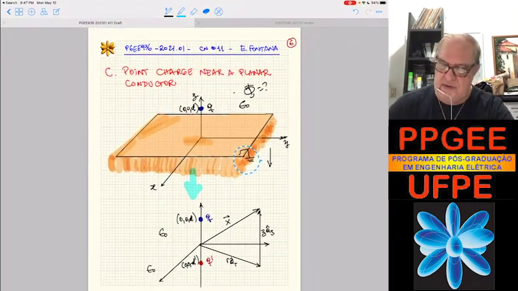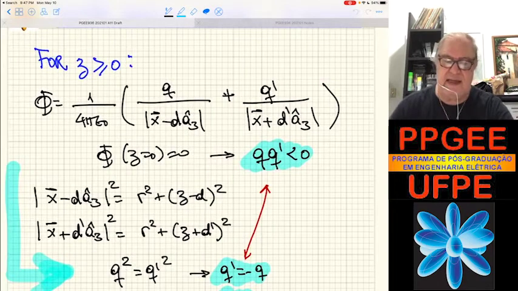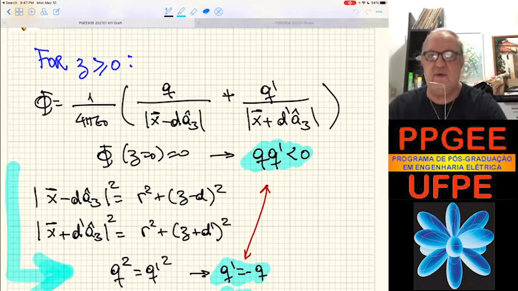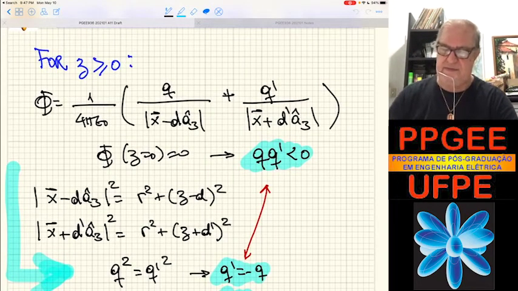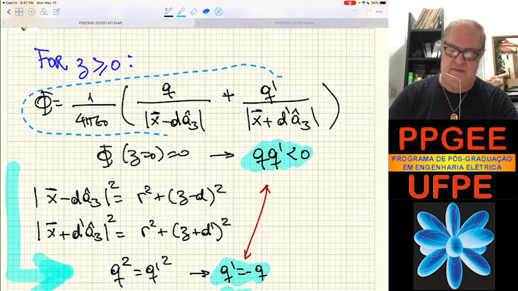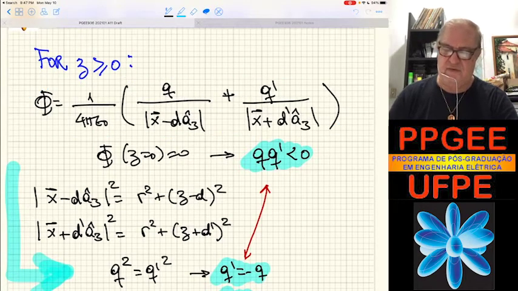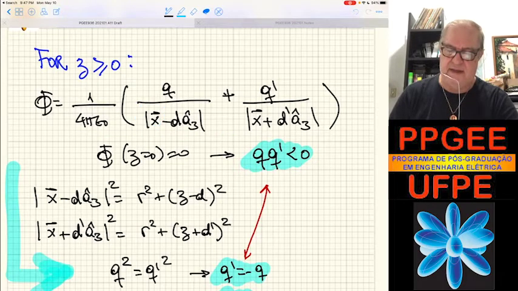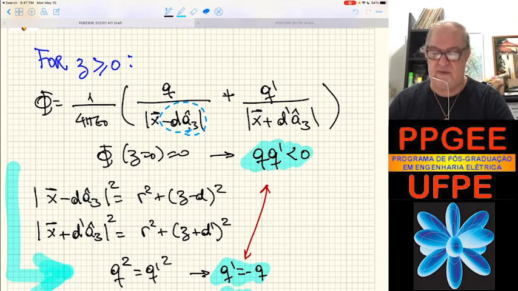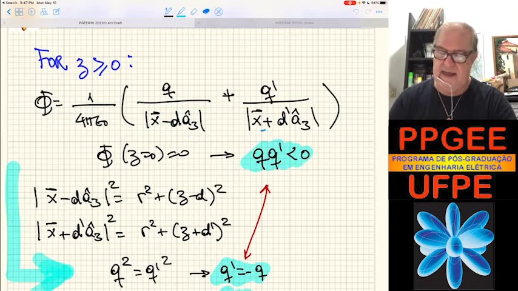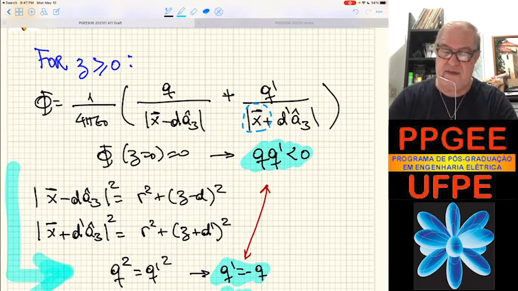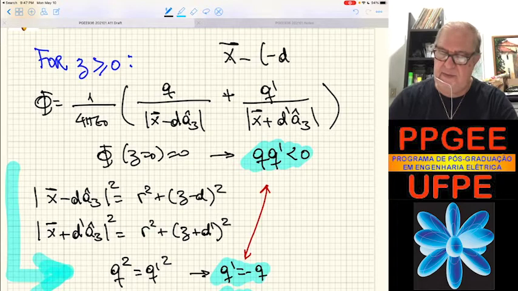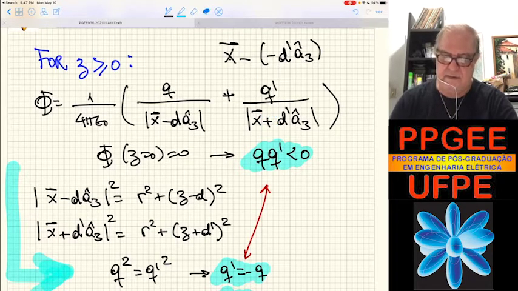So the proposed solution at z equals 0 is the potential due to the original charge plus its image. In vector form, that is x minus the location of the charge, d a_z, and x minus the location of the image charge, which is minus d prime a_z. So it gives a plus sign here, right?